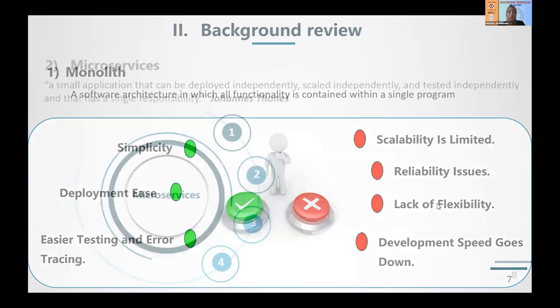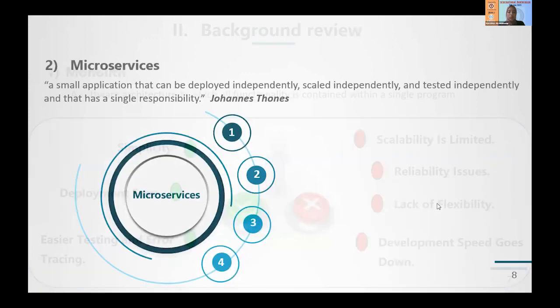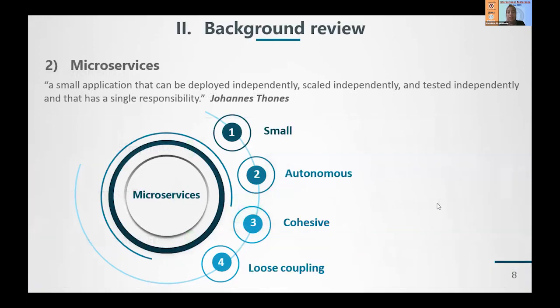So I will just read this definition by Tom Jonas. He said that a microservice is just a small application that can be deployed independently, scaled independently, and tested independently, and that has a single responsibility. So what does that mean? A microservice is a service which is small. Small means that each microservice has a single role, a single responsibility.